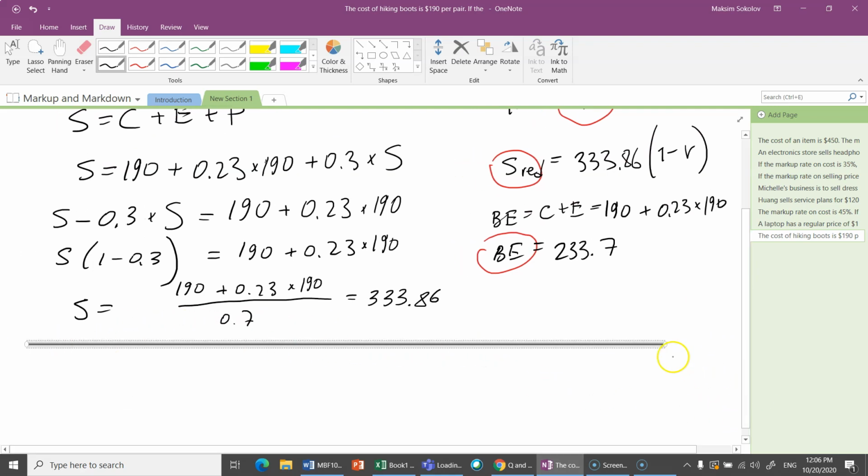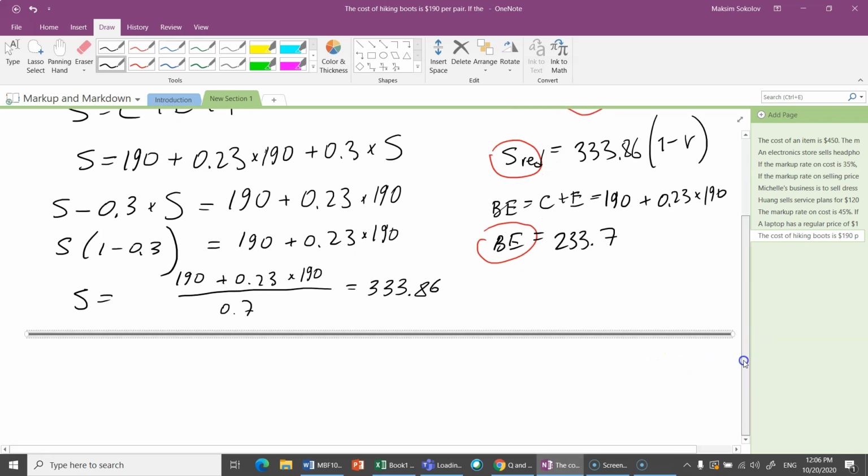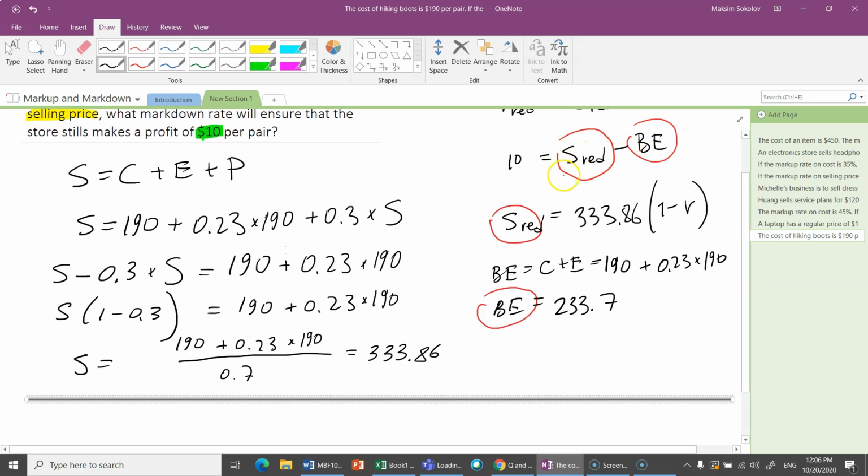With this in mind, we will now fill in an equation which will be solving for R. And what this is, we will be using this idea here. So 10 is equal to S reduced, 333.86 times 1 minus R, minus break-even price, minus 233.7.